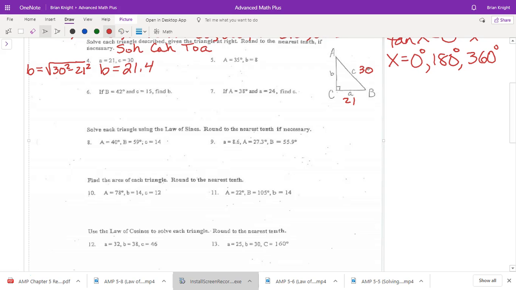Okay, good question, though. All right, so we're going to have sine of A equals opposite, which is 21, over 30, the hypotenuse. How do we get A? Do the inverse sine of 21 over 30. What does that equal? 44.4? That's exactly right.